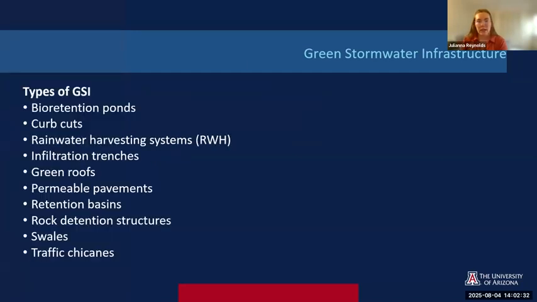So there are several different types of green stormwater infrastructure. There are bioretention ponds, curb cuts, rainwater harvesting systems, infiltration trenches, green roofs, permeable pavements, retention basins, rock detention structures, swales, and traffic chicanes. In climates that receive little water, it's imperative that rainwater doesn't go to waste. So all of these are designed to collect and store rainwater in some sort of way.